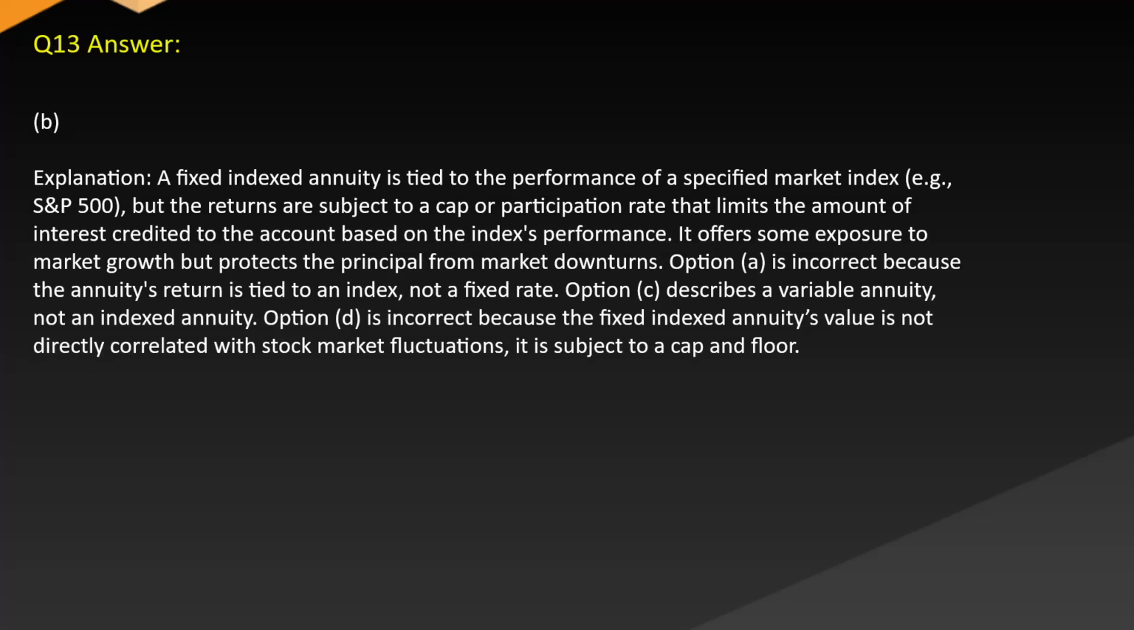Answer B. Explanation. A fixed indexed annuity is tied to the performance of a specified market index, e.g., the S&P 500, but the returns are subject to a cap or participation rate that limits the amount of interest credited to the account based on the index's performance. It offers some exposure to market growth but protects the principal from market downturns. Option A is incorrect because the annuity's return is tied to an index, not a fixed rate. Option C describes a variable annuity, not an indexed annuity. Option D is incorrect because the fixed indexed annuity's value is not directly correlated with stock market fluctuations. It is subject to a cap and floor.